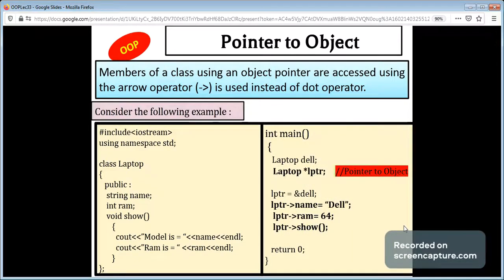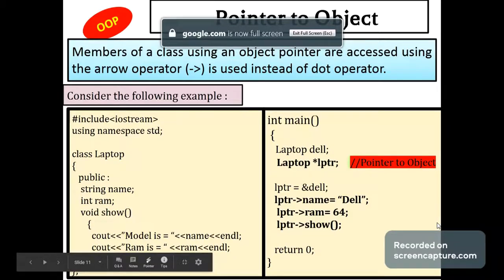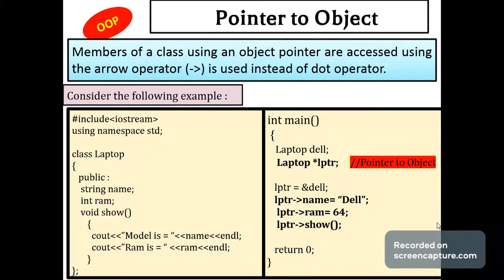Now consider a main function where in the first line you have constructed an object of Laptop, that is Laptop Dell, and in the second line you write Laptop asterisk lptr, which is a pointer to an object. In a normal object you write object dot name, object dot show function. Similarly, when you want to access these data members or member functions through a pointer, you first have to assign the pointer the object's address, which is done by lptr equals ampersand Dell.